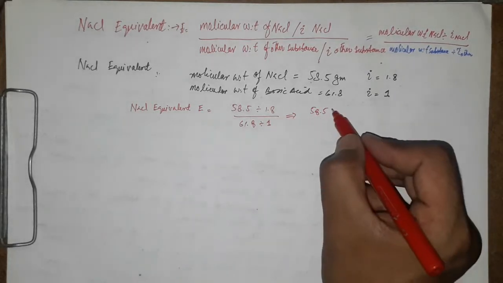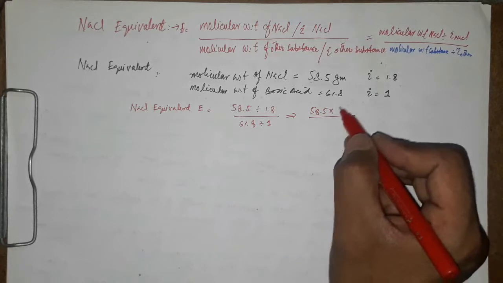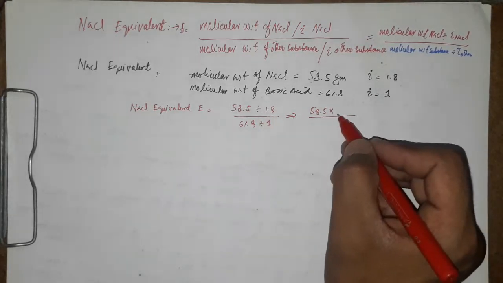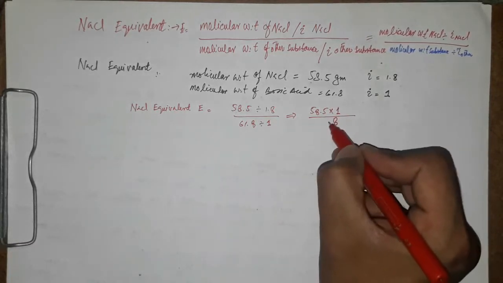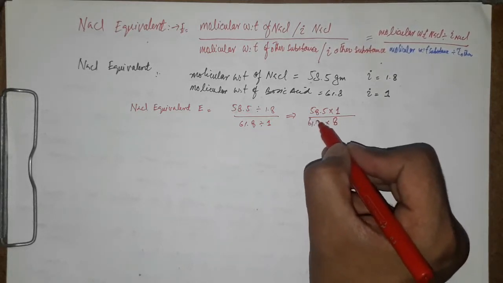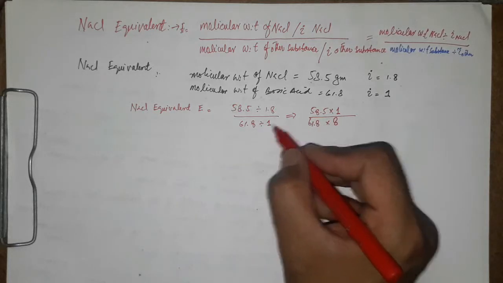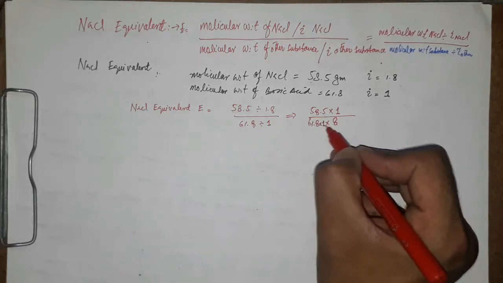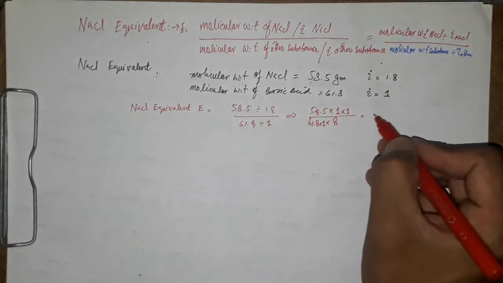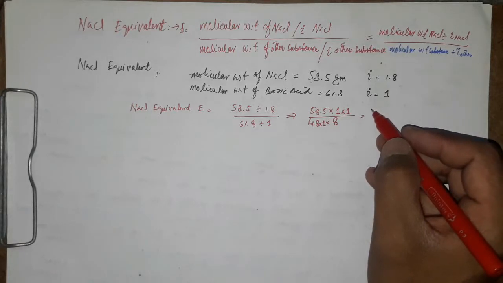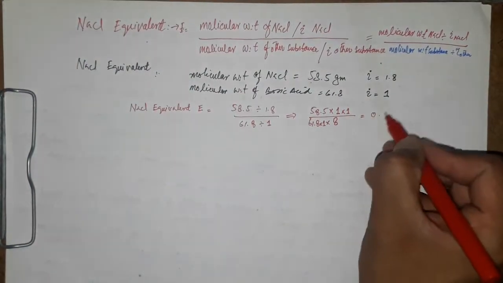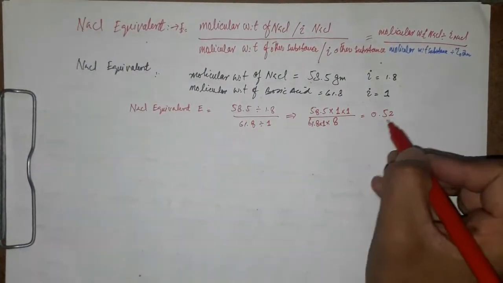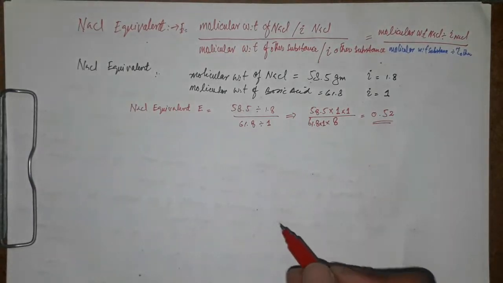58.5. If you convert this division into multiplication, we will write 1/1.8, or this 1.8 will come here, and 61.8, this 1, if we convert it into multiplication, it will become 1 and 1. So what will be the E value obtained from this? This will become equal to 0.52. So the sodium chloride equivalent for boric acid is 0.52.